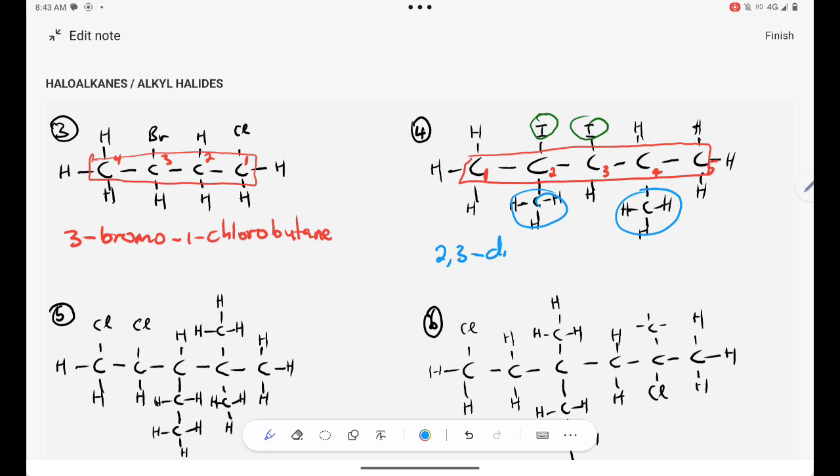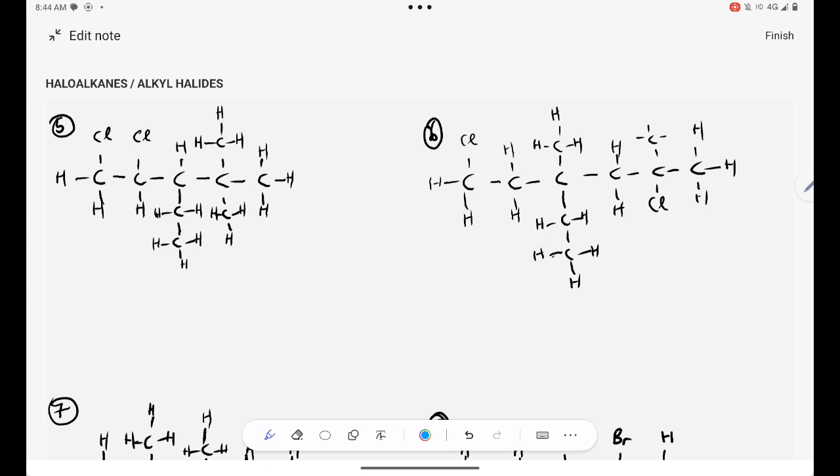That's 2,3-diiodo, and then 2,4-dimethyl. The parent chain is 5 carbons, so this will be pentane. That will be pentane.